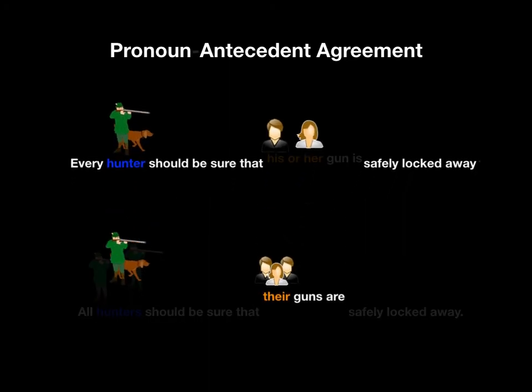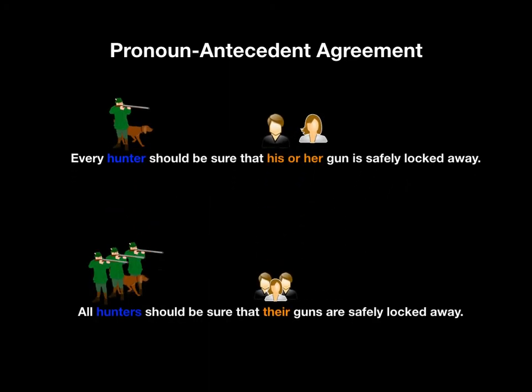As with the previous examples, there are two ways to fix this issue. We can have every hunter should be sure that his or her gun is safely locked away, or all hunters should be sure that their guns are safely locked away.